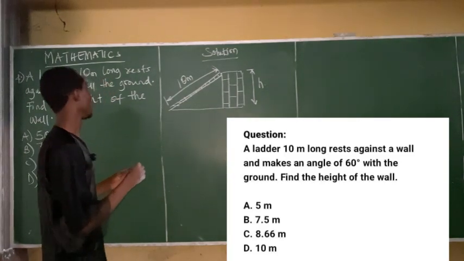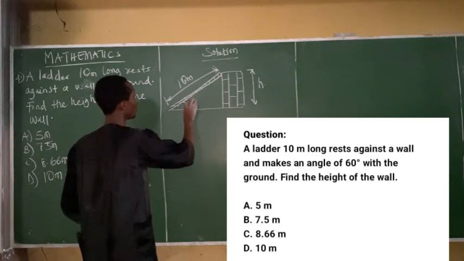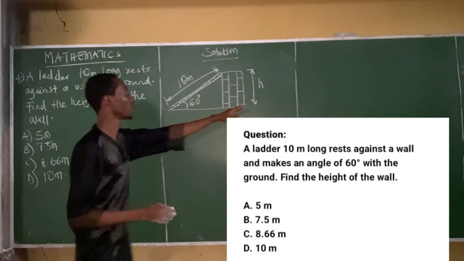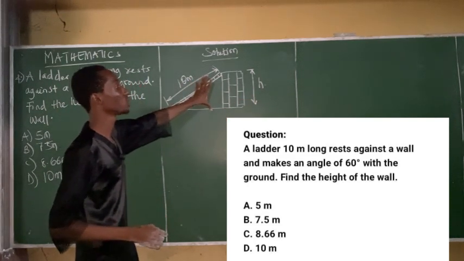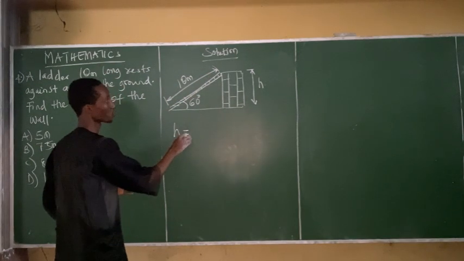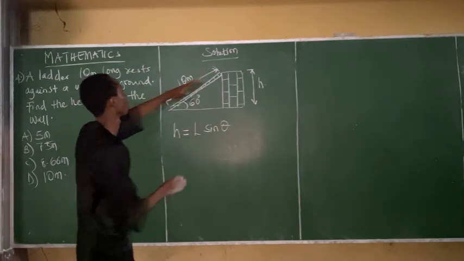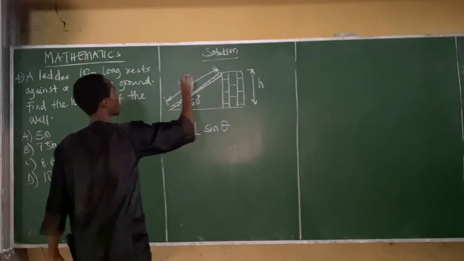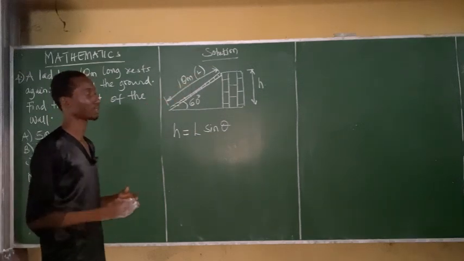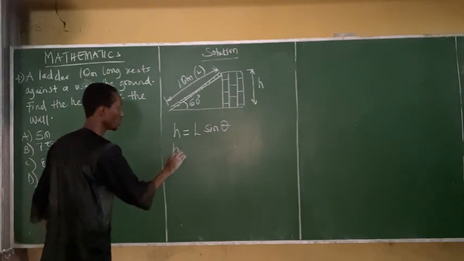Don't forget, it makes an angle of 60 degrees with the wall. They said we should find the height. Now, if we resolve this to the vertical direction, we're going to have h is equal to L sine theta, where L simply stands for the length of this ladder. Let me call this L. This is the length of the ladder.